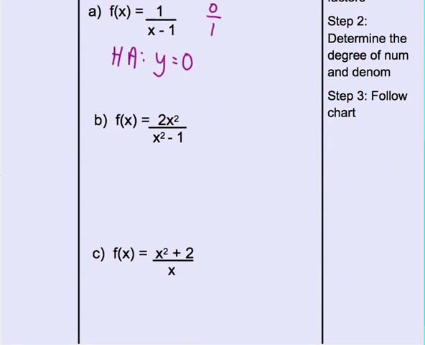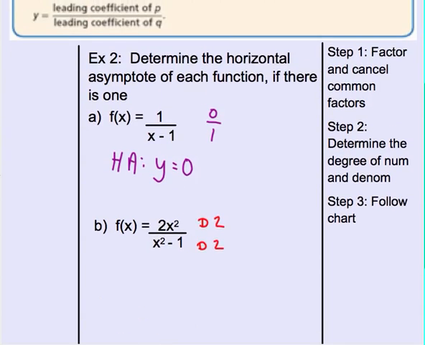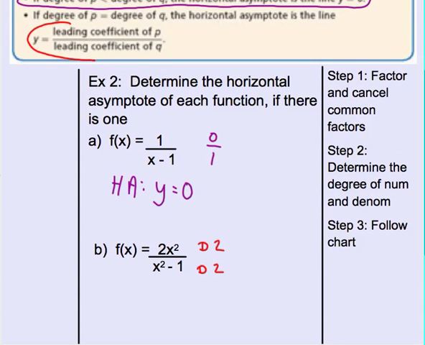Let's take a look at B. It is factored, no common factors. So the degree of the numerator is 2, the degree of the denominator is 2, and when they are equal, that's this last one here, the horizontal asymptote is y equals the lead coefficient of the numerator, in this case 2, over the lead coefficient of the denominator, in this case 1. So our horizontal asymptote would be y equals 2.